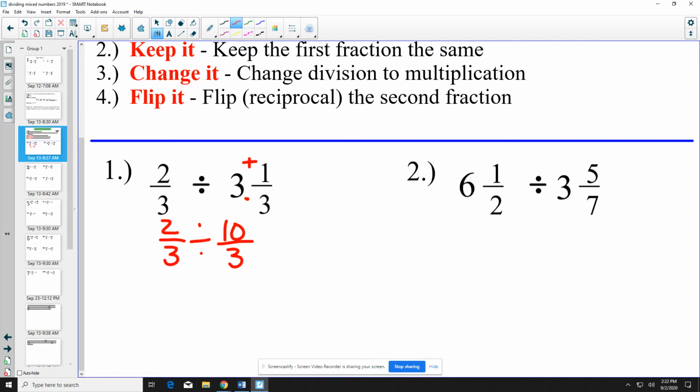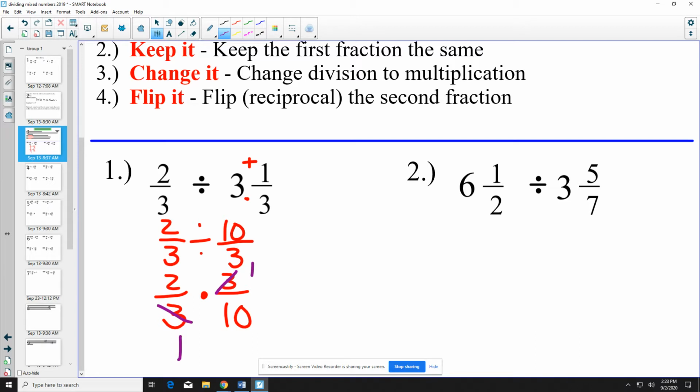So first step, make them improper. Second step, keep, change, flip. So keep 2/3 the same, change your division to times, and flip, or take the reciprocal of, the second fraction and make it 3/10. So keep, change, flip, and then you can look for cancellation. See if you see any cancellation. Yes, I see the 3's. 3 goes into 3 once. 3 goes into 3 once.